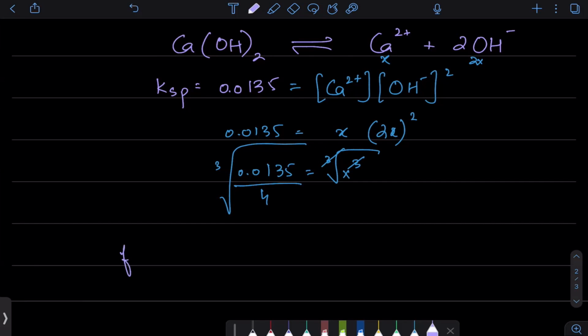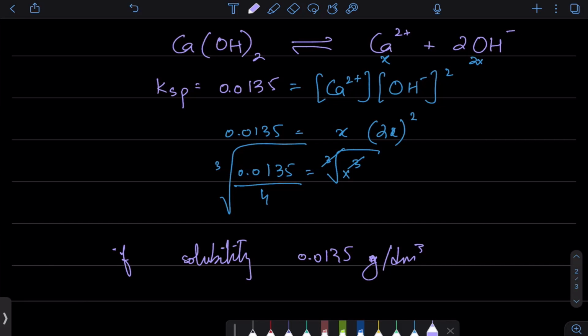If solubility was 0.0135 grams per dm cube, then all that is telling me is that this is the mass which you cannot exceed.